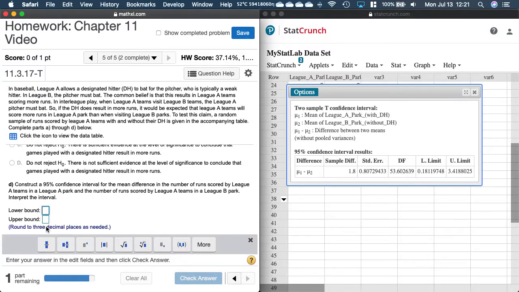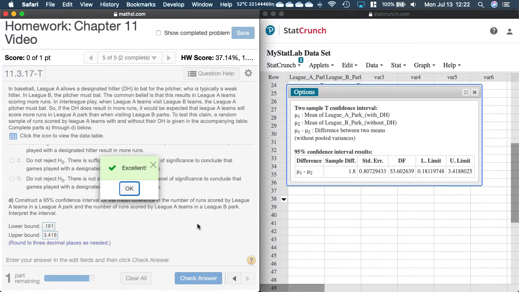So our lower limit, rounding to 3, make sure we read this correctly this time. So this will be 0.181. Remember, this is on the difference of two means. And the upper limit is 3.419. Okay, all right, so we get our green box.